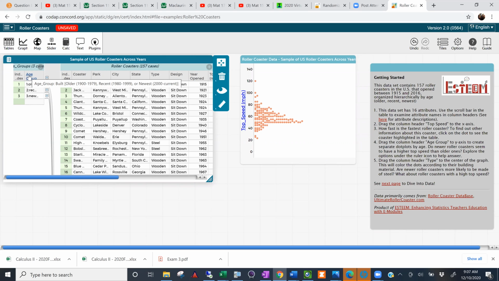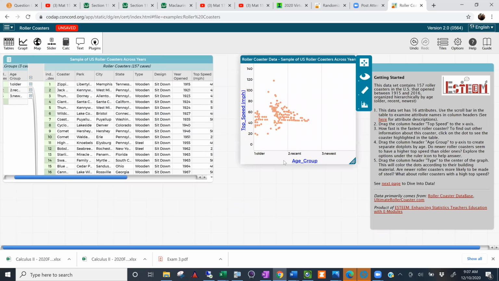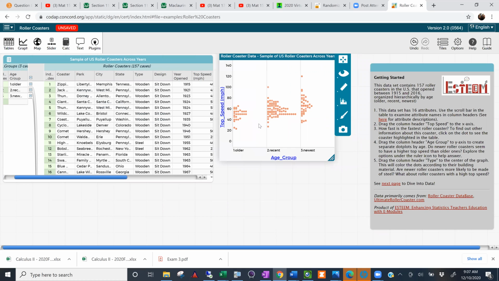Now, one of the things I was curious about, though, was this thing, which is the age group. The age group is based on the year that these coasters were built. So before 1980, between 1980 and 1999, and after 1999, basically 2000 and on. So I'm going to drag that to the x-axis. And it's going to do something interesting here. It breaks it up into those three groups. So you still see the top speed, it's just now that you see it within each group.